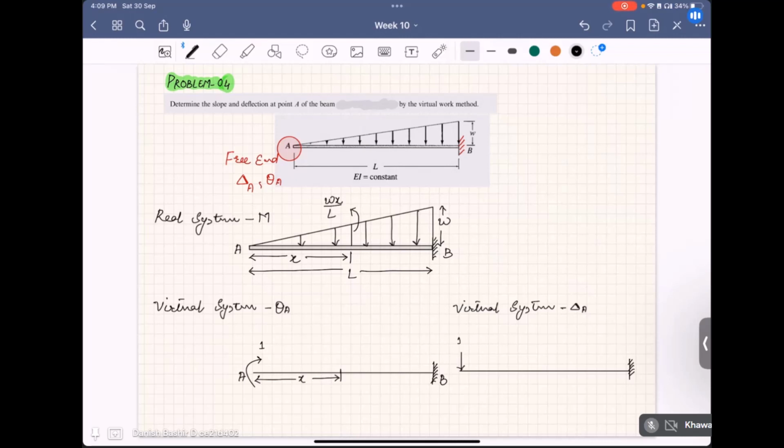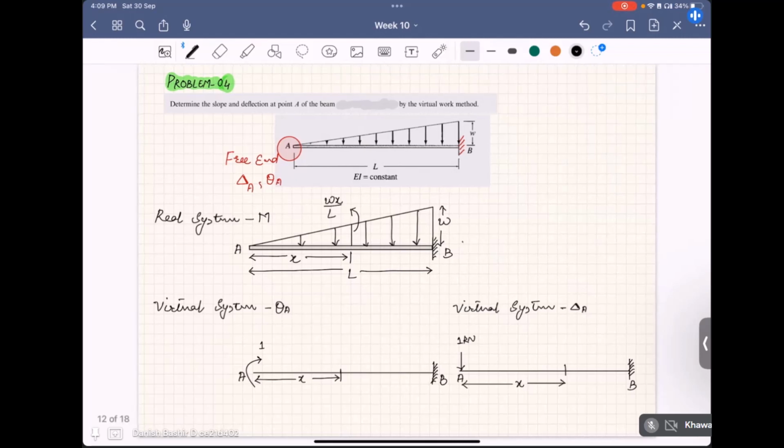Okay, 1 kilonewton. So this is A, this is B. Again, the span is L. I'm not going to write it. To calculate the virtual moment at a distance x, we'll consider a section at a distance x here. Okay. So let's write the moment in this.